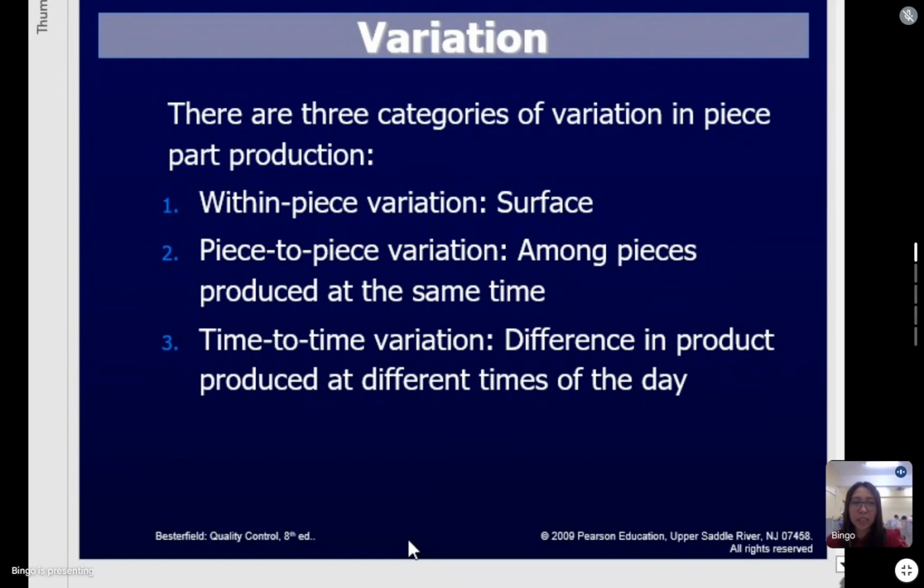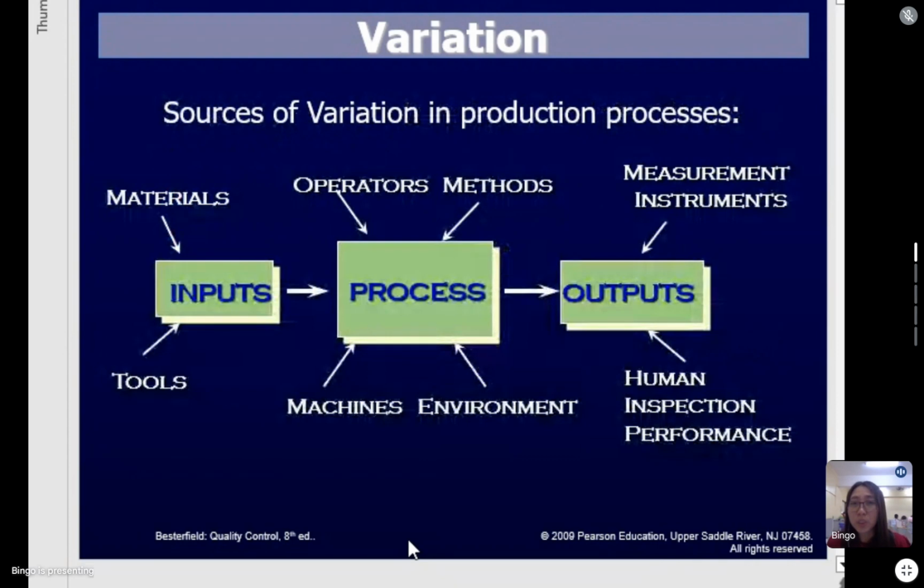Okay. So, what are the sources of variation in production process? Could be, pwede natin sabihin sa input, you have the materials or the tools that are being used for the process. You have the operators, the methods, the machines, and the environment. When it comes to outputs, you have the measurement instruments and the human inspection performance. Why? Kasi nga, 'di ba? Yung judgment natin, lalo na kapag tao, is subjective, right? Pwedeng sa akin, good pa, pwedeng sa kanya is no good na.